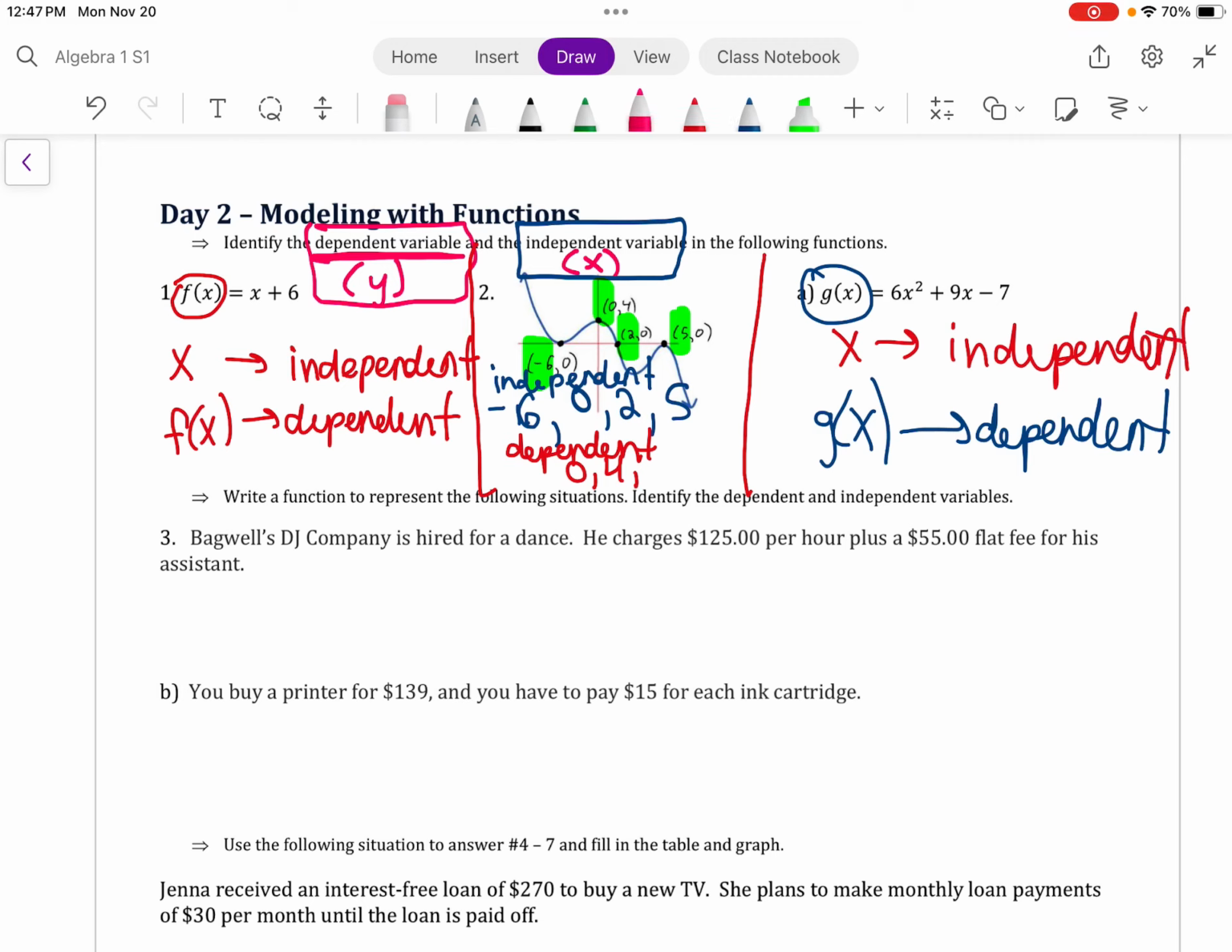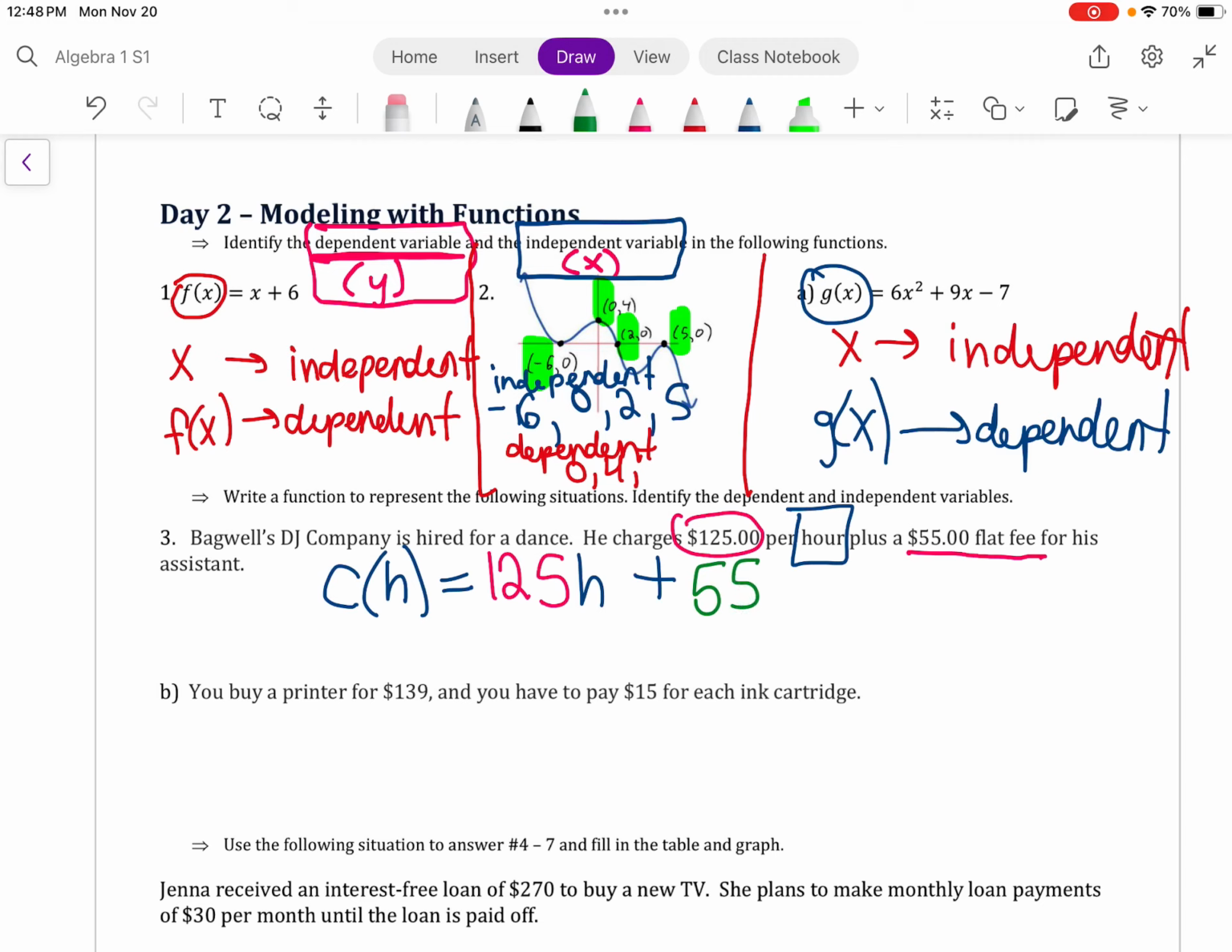Okay, let's talk about real life, y'all. Bagwell's DJ company is hired for a dance. He charges $125 per hour plus a $55 flat fee for his assistant. So we need to write a function, and we need to talk about hours. That's what will determine how much he gets. The cost or the charge is based on the number of hours. So it's $125 per hour plus $55.